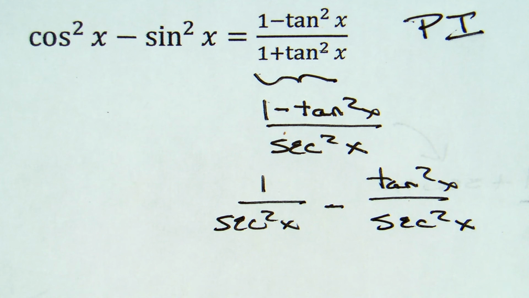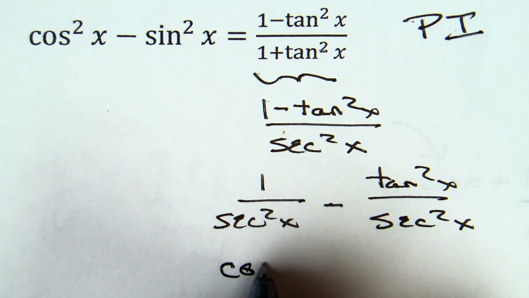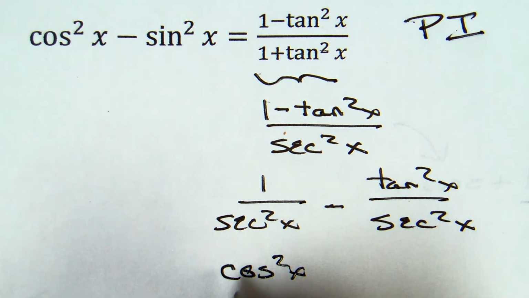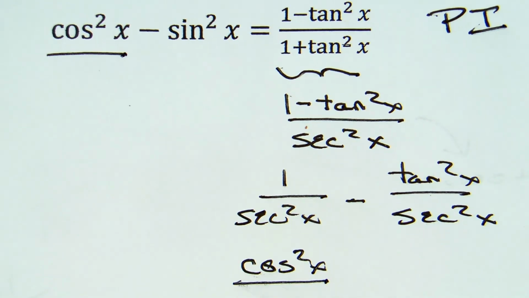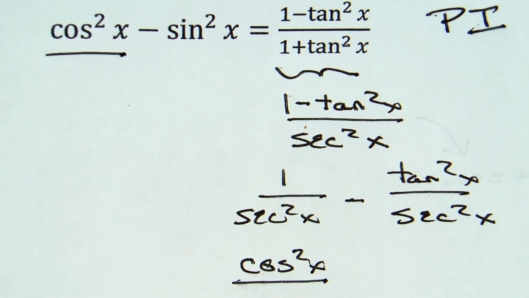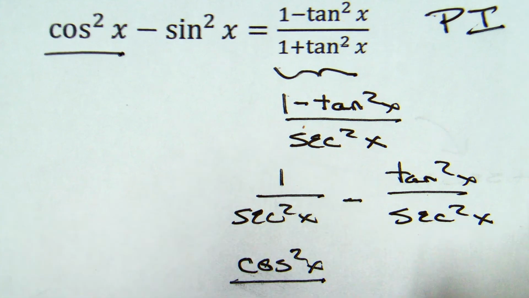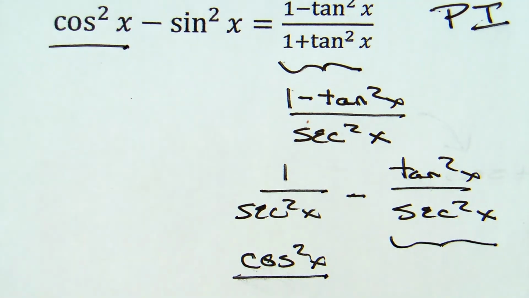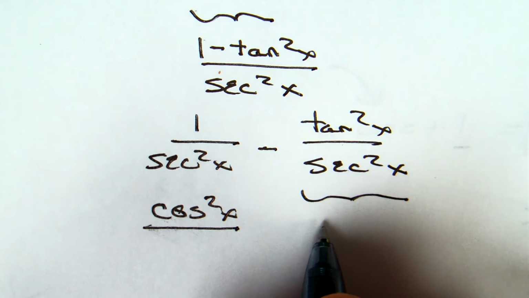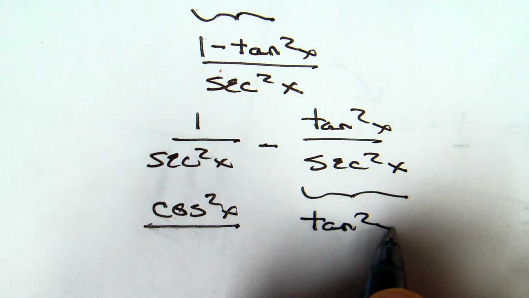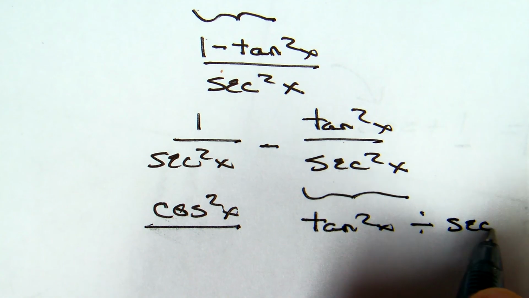What is 1 over secant squared x equivalent to by reciprocal or inverse identities? Cosine squared x. Good? That cosine squared x now matches up with that cosine squared x. So I don't need to work with that anymore. Make sense? I'm trying to work so that I can work with as little as possible. So that means I'm taking this. Now I'm going to go back to just treating it like a division problem. So that becomes tangent squared divided by secant squared.